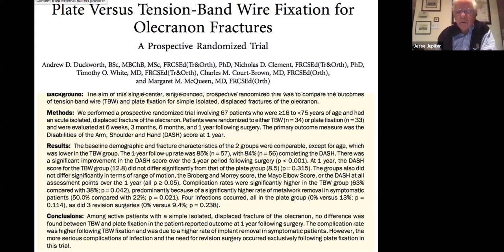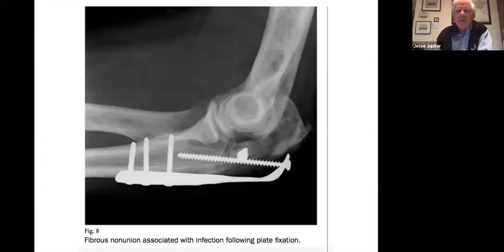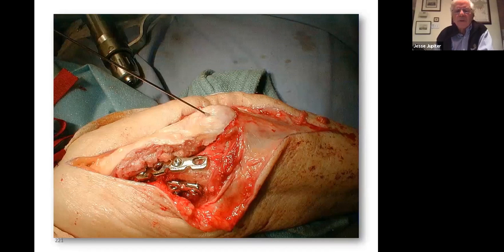And what they found was that there's more need for secondary surgery with tension band, but it's primarily removing the wires because of contact problems. The problems they had with plate, though, were more profound, with infection, and in an older patient with poor skin, that can be a real disaster. This is one of their non-unions with the plate.